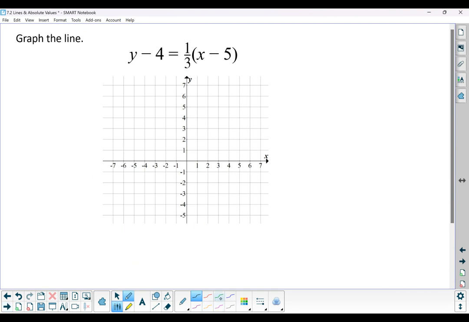Okay, so here we're going to graph the line. All right, so we need to identify our point. The point that we're going to use, so you have to look at your x value first. This is x minus 5, so our point is going to be an x coordinate of positive 5. And then our y over here, we've got y minus 4, so our y value is 4. So our point that we're going to start with is (5, 4).